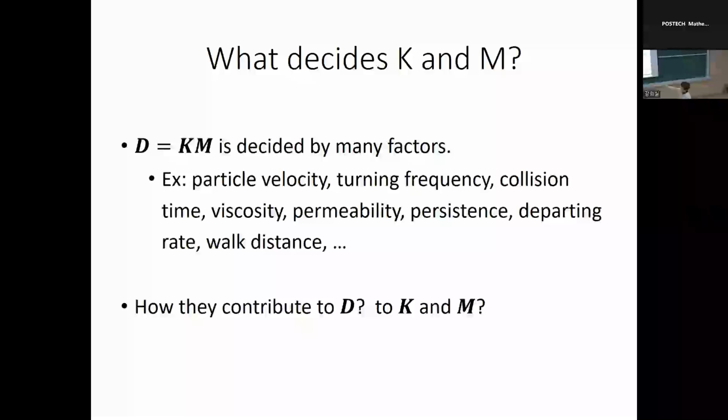physics people understand that this diffusivity is decided by this kind of thing: particle velocity, turning frequency, collision time, viscosity of the fluid, or permeability, persistence, or moving rate, or walking distance. This kind of thing decides D, but it's hard to see how this decides K and M, which goes to the inside, which goes to the outside, which decides the steady state.